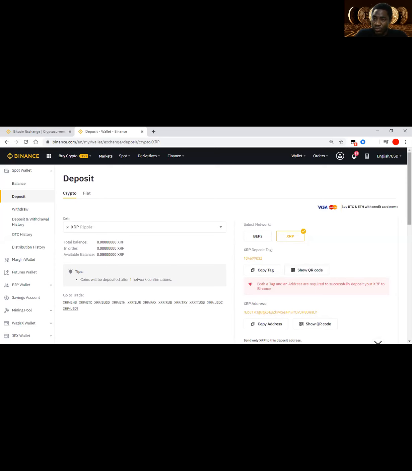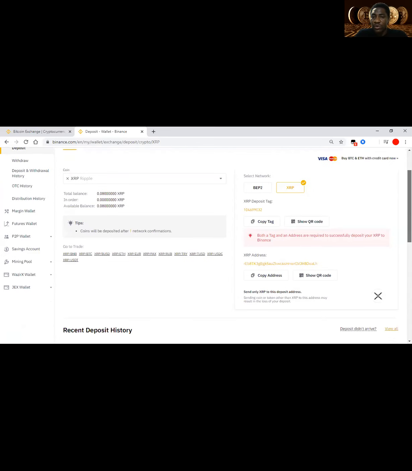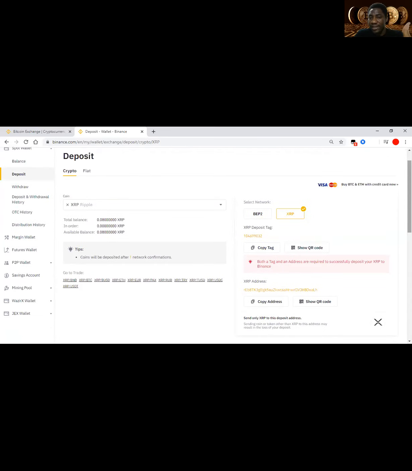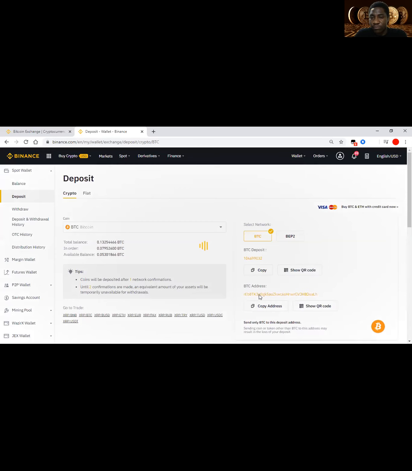Very, very important. Wherever you are sending it from, they will ask you for both tag and address. But don't forget, if you send XRP to someone who wants to send you Bitcoin, friends, that money is gone and lost. So come back here, type your Bitcoin, and get your Bitcoin wallet address.